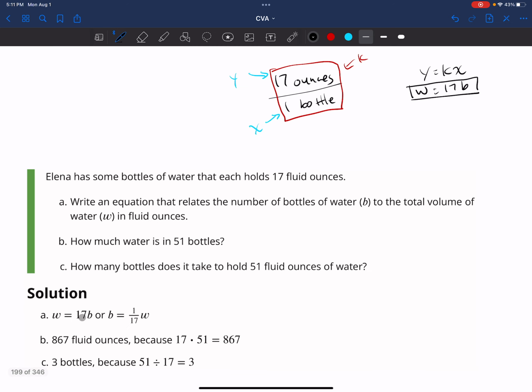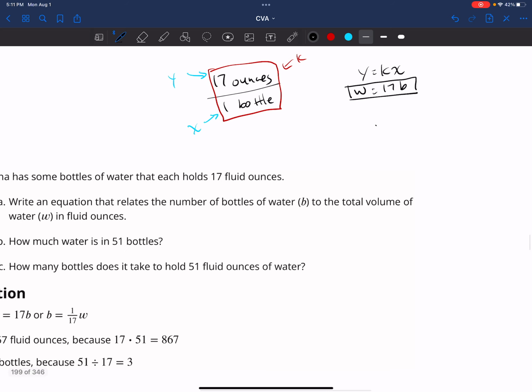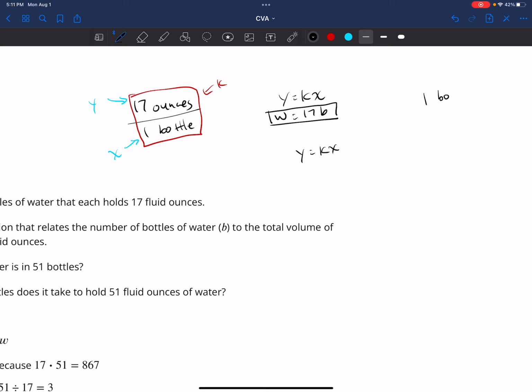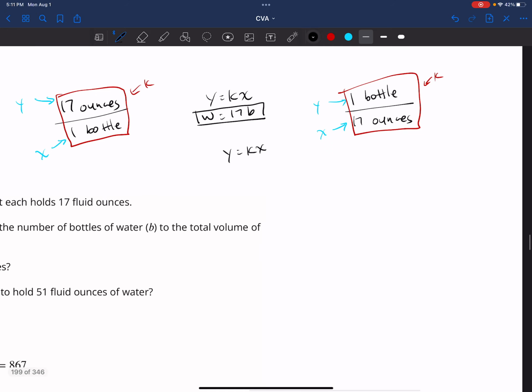And that's correct. But there's another way that you can write it. The other way is y is equal to kx, and this time around, we're going to flip it. We're going to say one bottle represents 17 ounces of water. And this is my y, that's my y, and that's my x. And this entire thing right there is my k, my constant of proportionality. So it can be y is equal to kx.